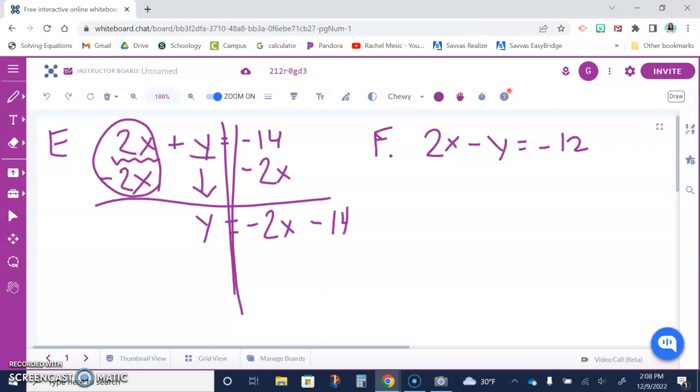All right, this one is actually already done because we have y by itself. So that means if we were going to graph this one, along the y-axis, we would find -14 and put a dot. From there, we would go down 2 over 1, put a dot. Down 2 over 1, put a dot. We always go over to the right, so down 2, right 1. All right, letter F.